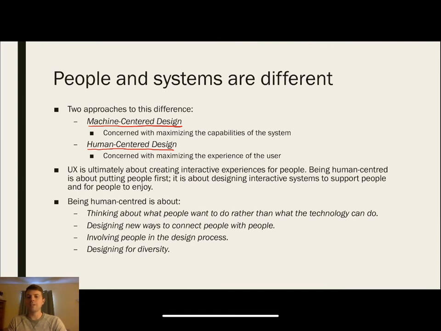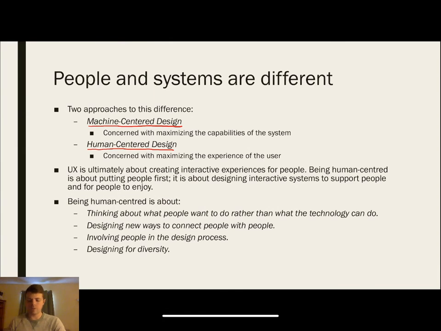We're not just designing systems to maximize their capabilities. We're designing systems that certain users need to be able to use. And so we need to understand not only the technology that we're using, but also the people that are going to be using the system. So when we talk about what skills a designer needs to have, it's not just technology skills, it's also the human side of things as well.